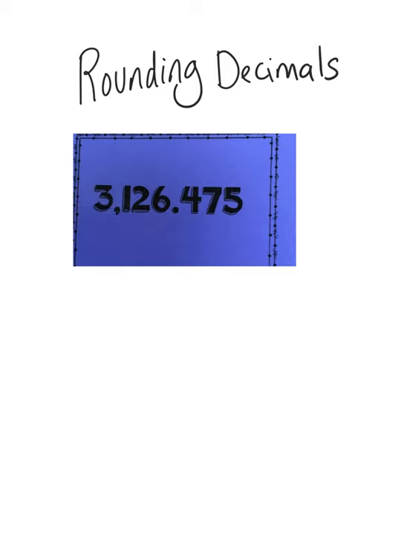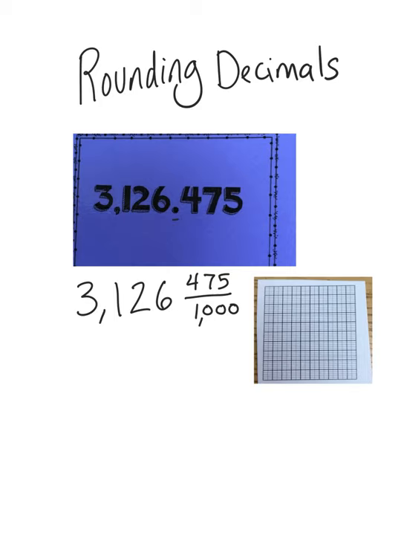475 thousandths. If I wanted to write that as a mixed number, I would write my whole number first, 3,126, and, decimal point, we always say "and," 475 out of 1,000. Okay, so let's add a visual model to this.